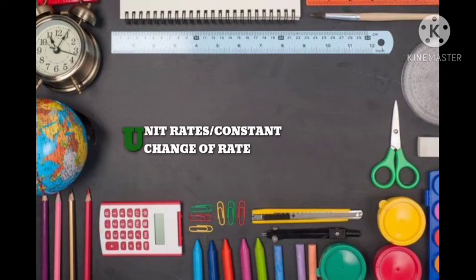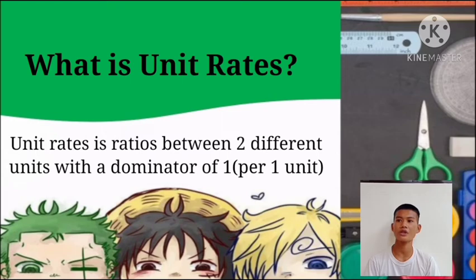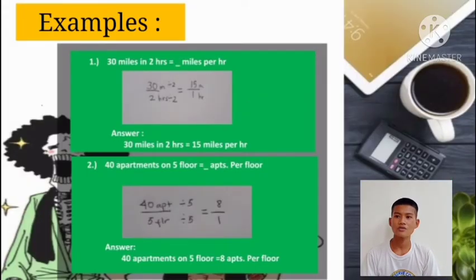Everyone, we are Group 5, and our topic is all about unit rates or constant rate of change. Unit rates are also ratios between two different units with a denominator of 1, or per 1 unit. Here are two examples of unit rates that make complete sense of what I mean by per 1 unit.